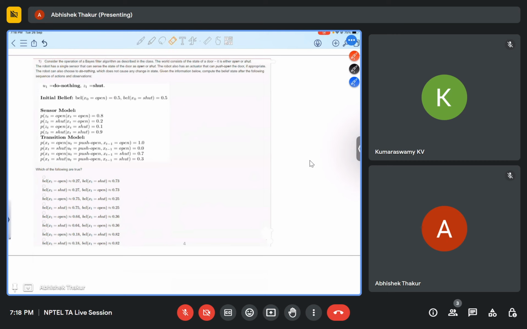So we have to find the belief of the robot, belief of x1, in this question. We will use the formulas taught in the classes. What is given in this question is belief of x0 equal to open is 0.5. Initially the robot believes that the door is open or closed with an equal probability of 0.5. That is the initial belief. Now the sensor model: probability of zt equal to open, given that xt is open, is 0.8.